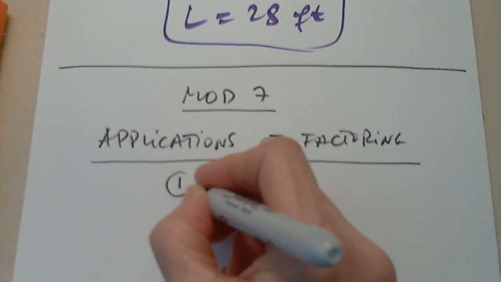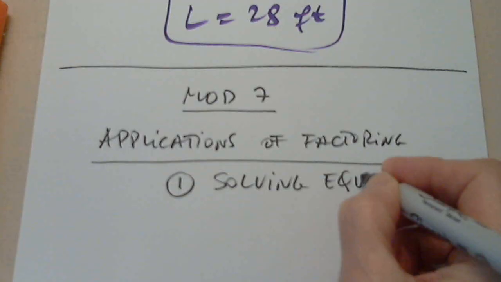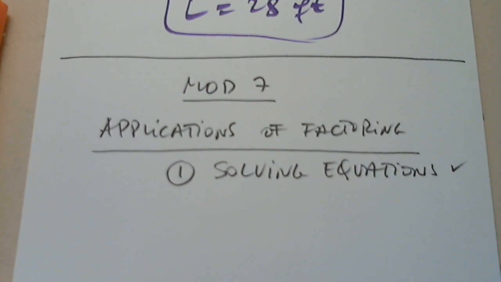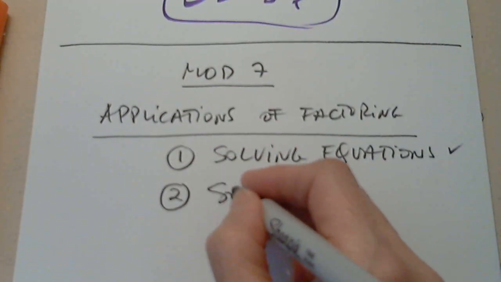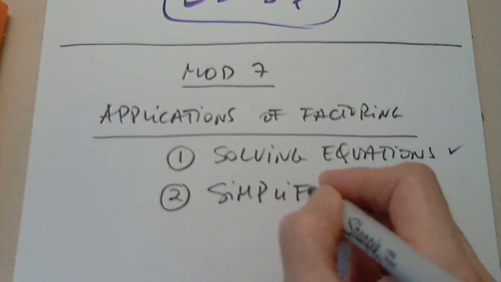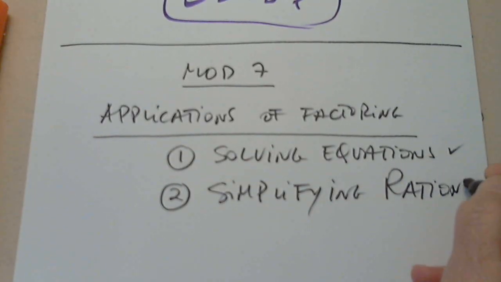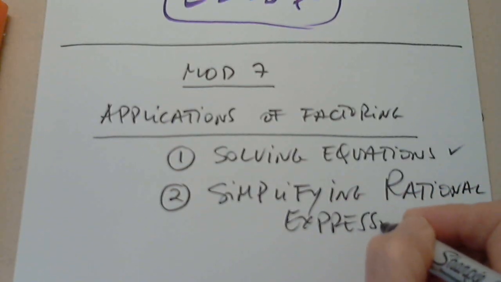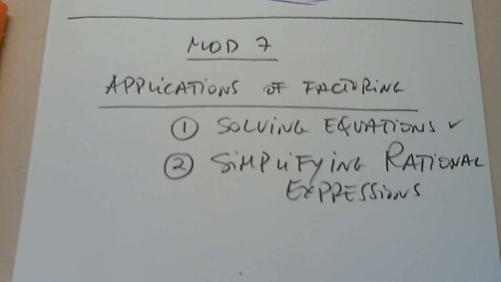Factoring, one was solving equations. We've done that. The other one, number 2, is simplifying rational expressions. And there are many other applications, but this is the second one we have to look at.